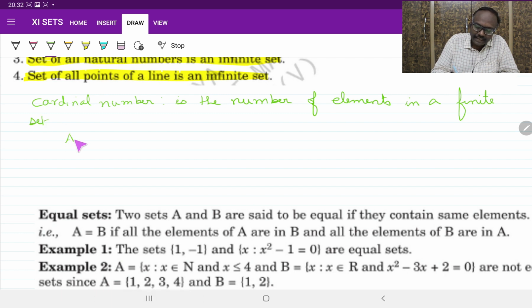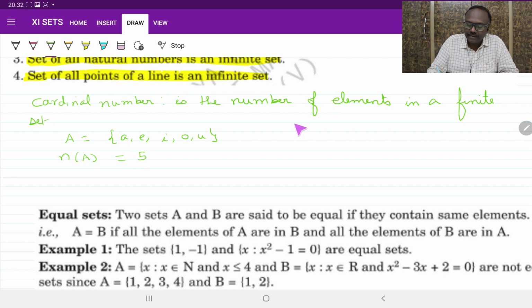For example, set A has A, E, I, O, U. So we can write n(A) is equal to, count the number of elements, we have 1, 2, 3, 4, 5, A, E, I, O, U, 5 numbers. So n(A) is equal to 5. Similarly, suppose we have B to be a null set, then how many elements are there in null set? There are no elements in null set, so the cardinal number of B is 0. So the cardinal number is nothing but the number of elements in a finite set.